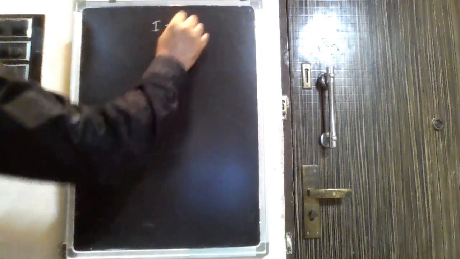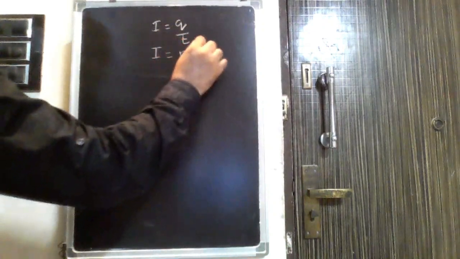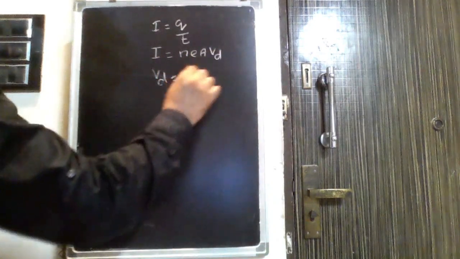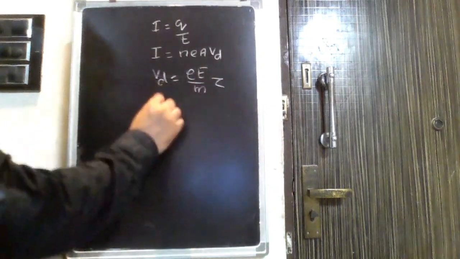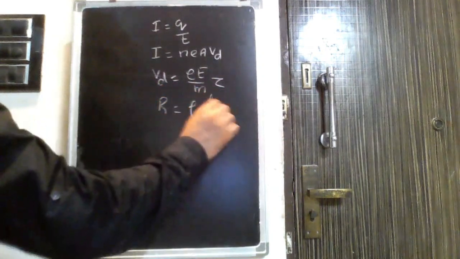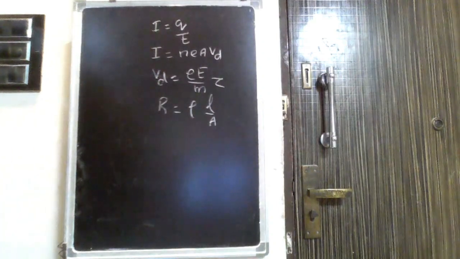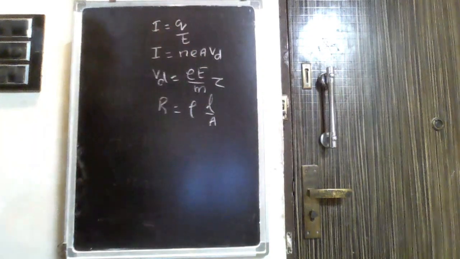So current and Vd are proportional. The formulas we did until now are these. We did I is Q by T, and also I is NeVd, and we did Vd equals E upon m into tau, and R equals rho L upon A. So you should know what was done before, because if you want to use the formulas now, you should remember them. So current is charge upon time, and these things. We're going to apply this.